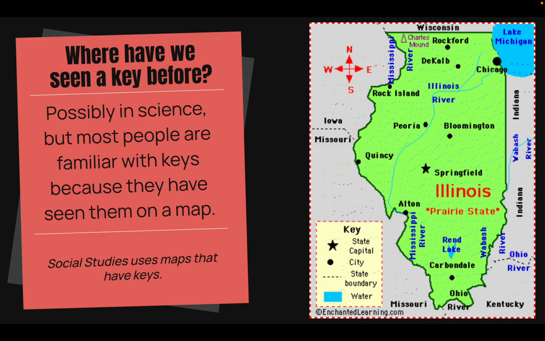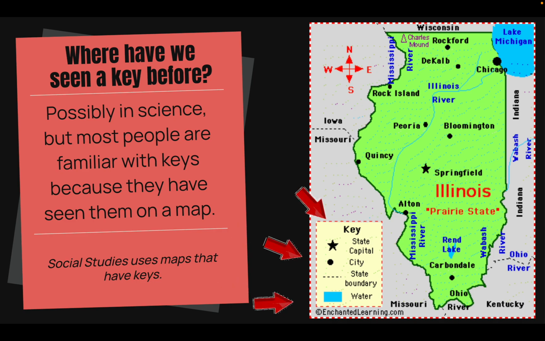Where have we seen keys before? Most of you have seen a key in social studies, mostly on a map. There are a lot of map keys. We notice it's a little symbol or a little color and one or two words for each thing. It's real easy to match. Oh, the star is the state capital. I can find the state capital of Illinois.